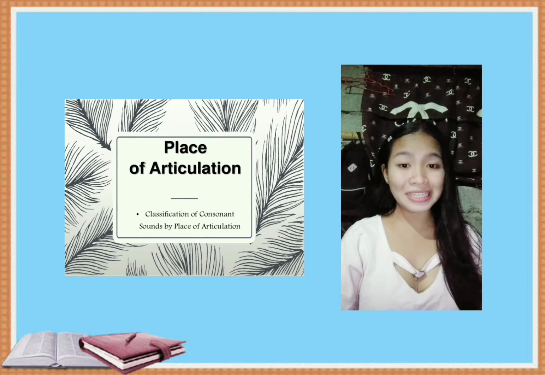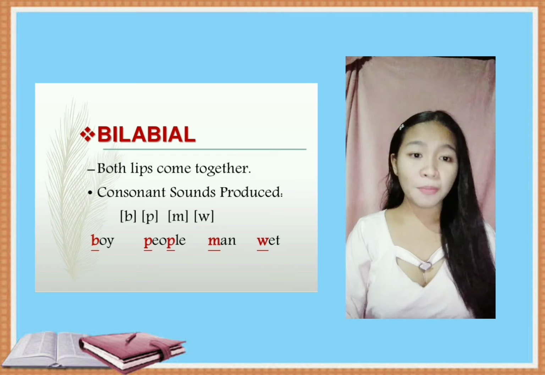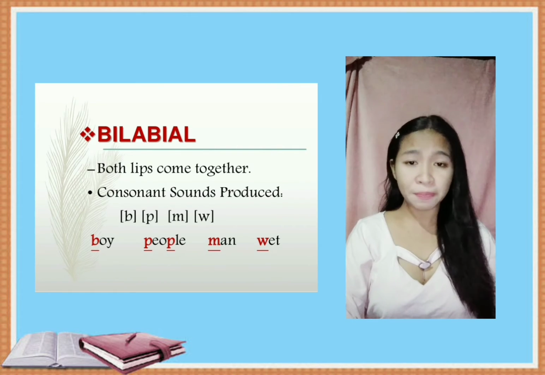Let's start with place of articulation. Classification of sounds by place of articulation. The first one is bilabial. Both lips come together. Consonant sounds are produced like b, p, w. For example, boy, people, man, wet.